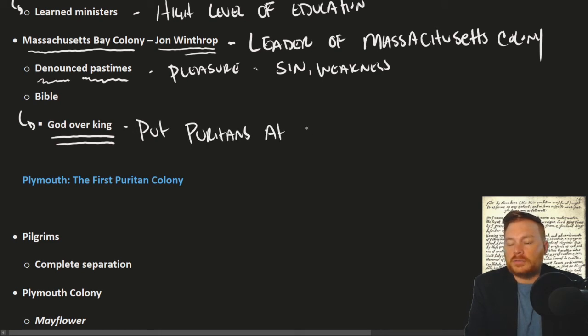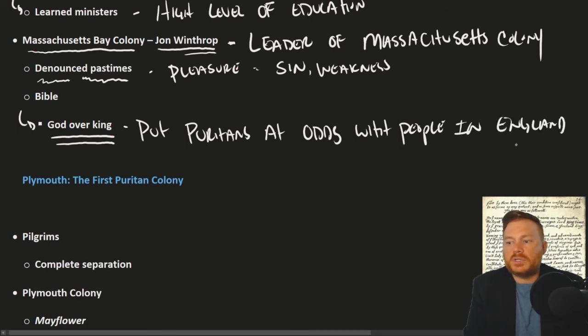So we might say the insistence of God over king put the Puritans at odds with people in England. And that was one of the reasons why they were persecuted, right? Was because of their insistence that God is more important than the king. But before we get to the Puritans, let's just talk a little bit about Pilgrims.